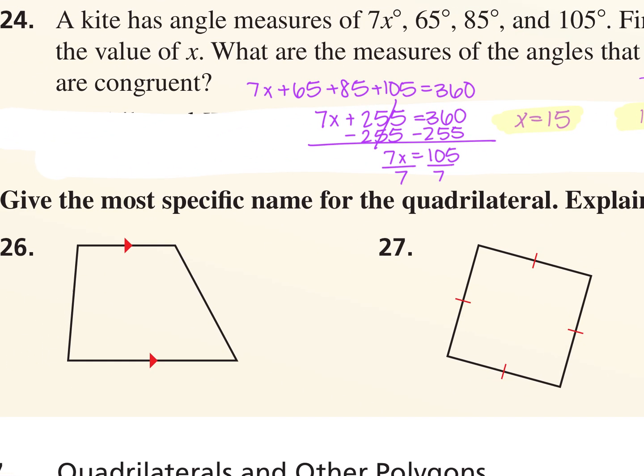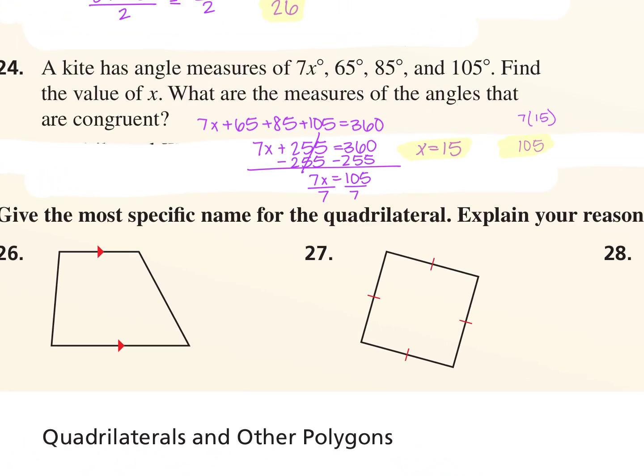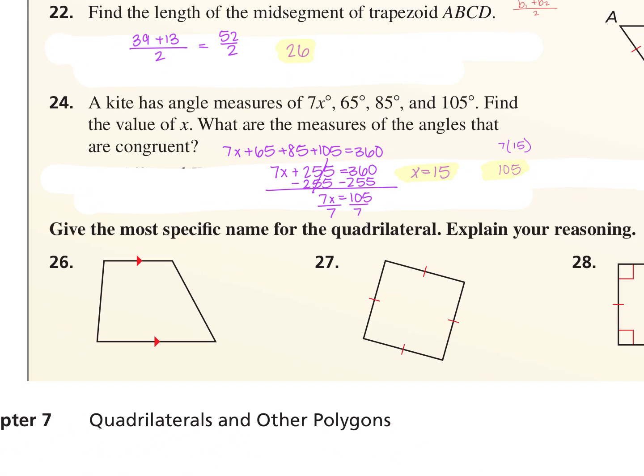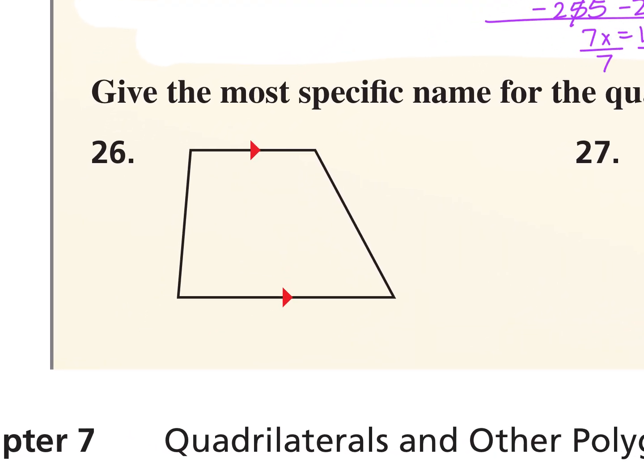All right, looking at 26. Question says, give the most specific name of the quadrilateral. Explain your reasoning. So looking at 26, this is a trapezoid. How do I know it's a trapezoid? I have one pair of parallel sides. Okay, I only have one pair of parallel sides.